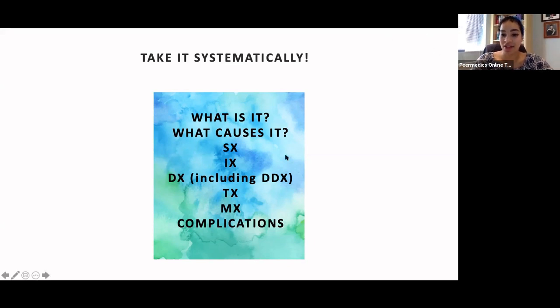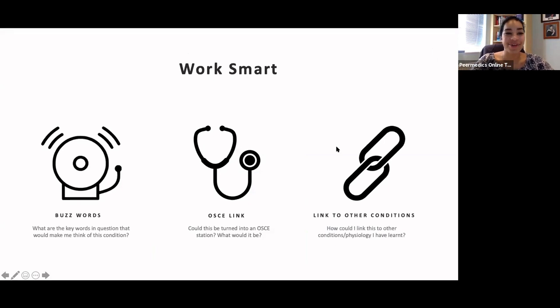Does that make sense? So again, if you were here last week, I'm a big believer in working smart rather than necessarily working hard. Obviously you need to do both, but in finals, there's just so many topics. And I think it can feel quite overwhelming, but if you just break it down and think about what you're learning. So at each point with a condition, I'd ask myself, what are the buzzwords? What are the key things that an examiner would want to convey in a question? So for example, glaucoma, if they said a hard red eye, that would be that buzzword.